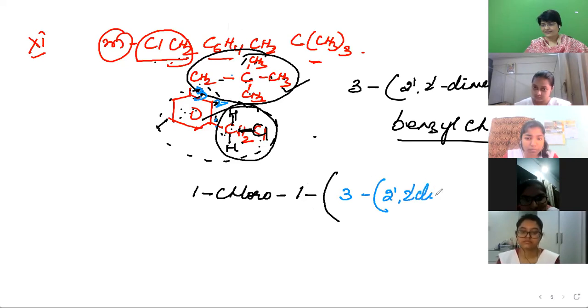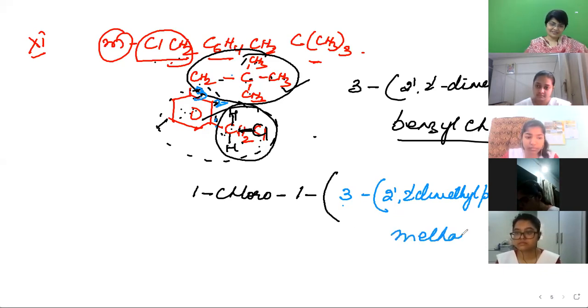Two dash, dimethyl propyl, close this bracket, and then you're going to write phenyl. Phenyl methane. How is it? Beta, how is it?